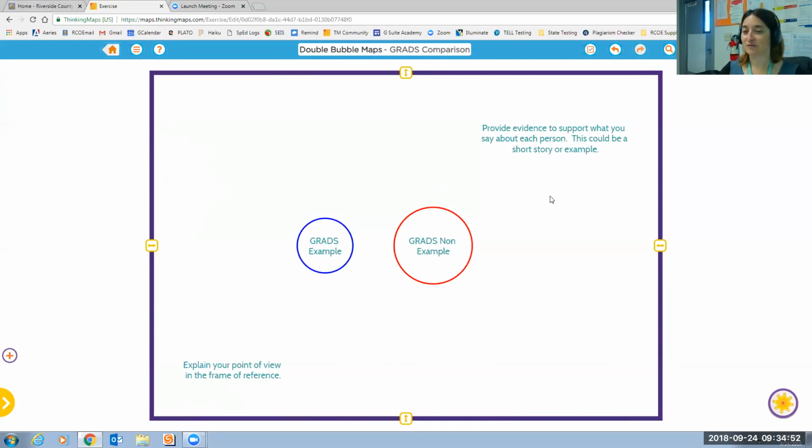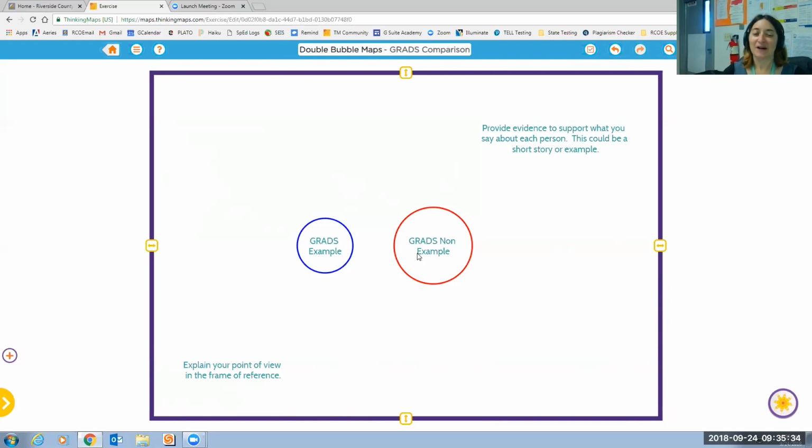Remember that our differences will go along the outer edge and be connected with a line to the circle they're describing. And our similarities will go in between our two circles and be connected to both concepts. So this in itself is a bit of a stretch. I want you to choose only one of the GRADS characteristics. So you don't have to do all of them. You can choose one. So if you're choosing just one, please make sure that it's not a GRADS characteristic you've used for any of your other Thinking Maps assignments if you've done others with us already.